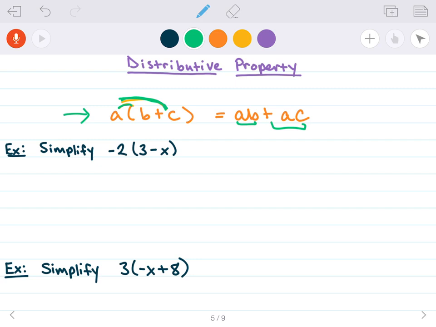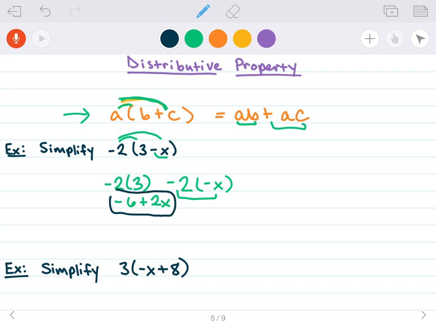So first one is simplify negative 2 times 3 minus x. Now I know this is multiplication because right here there is no sign. There's no plus or minus sign, so I know that I'm going to use the distributive property. So the distributive property says I need to multiply negative 2 times positive 3, and I also need to multiply negative 2 times a negative x. Okay. So this becomes negative 6, and then negative 2 times negative x becomes a positive 2x. And that's all I can do. I can't combine anymore because I have unlike terms. So that is my answer.